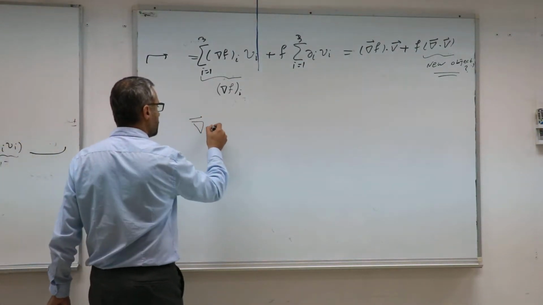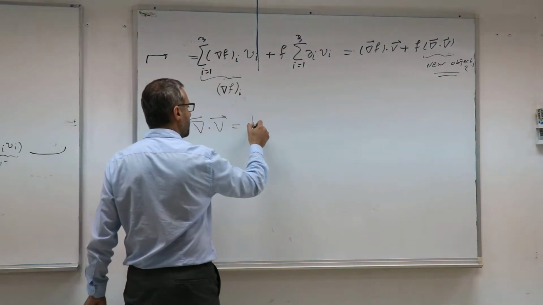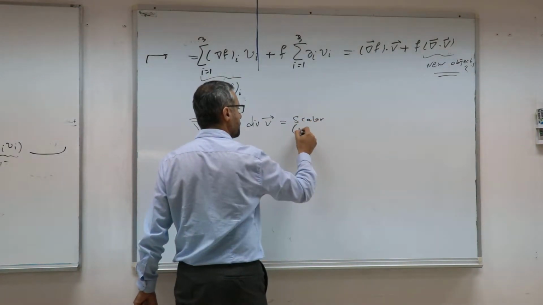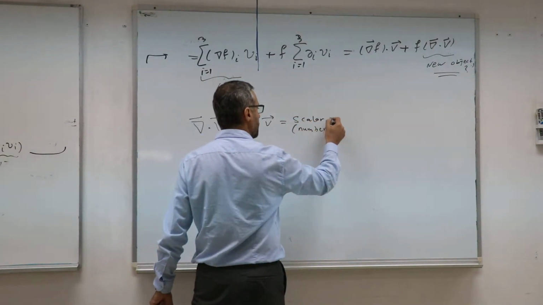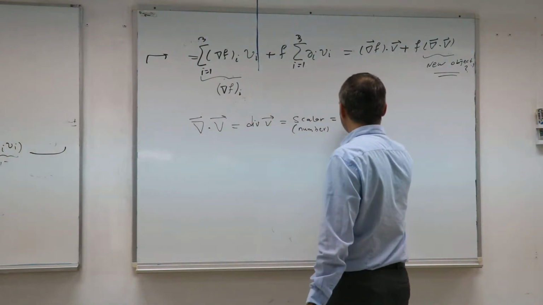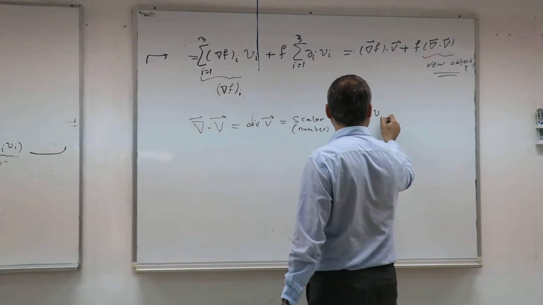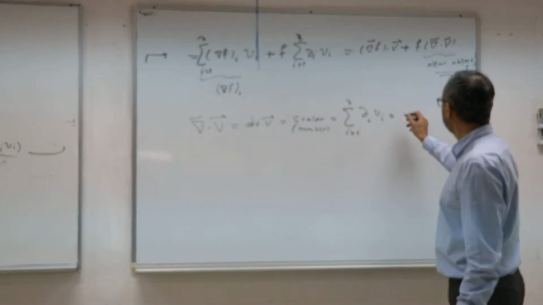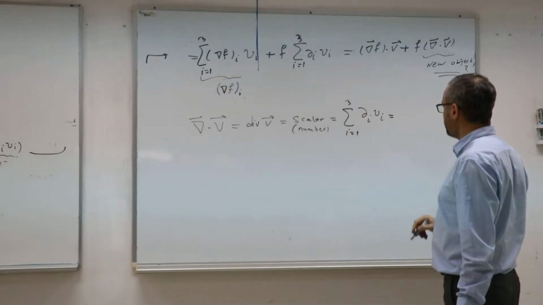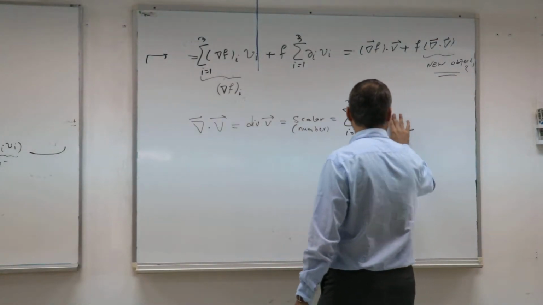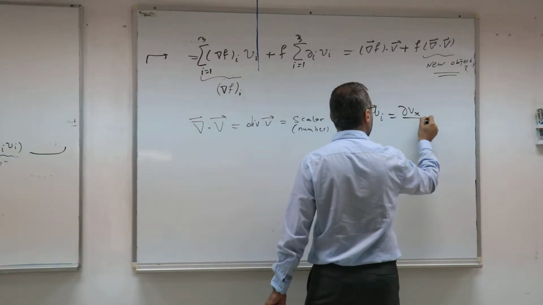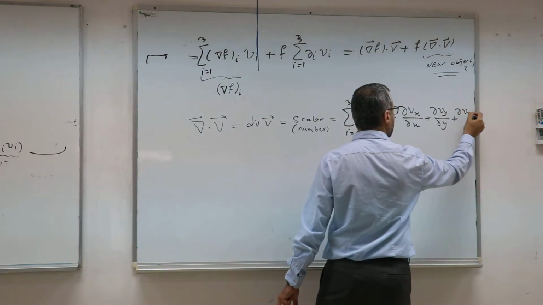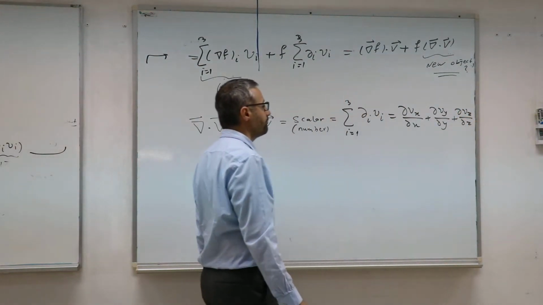Gradient dot v is called the divergence of v. It is a scalar, a number. And according to the definition, this is just the partial derivative of the component of the vector with respect to the coordinate. So that's all. If you want to write it like in engineering, you need to think about it like this.